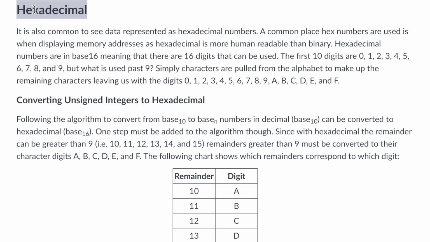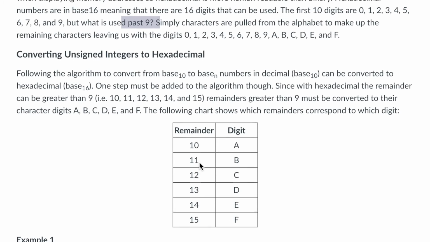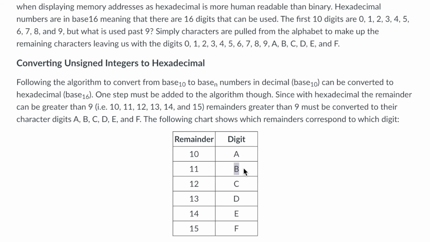So what is a hexadecimal number? Well, a hexadecimal number is simply a number in base 16. So it has 16 digits that we can work with. We have the digits 0 through 9, just like base 10 does. But what happens past 9? Simply, past 9, we are going to start using characters from the alphabet. So if we wanted to represent 10, we would have A, 11 we would have B, 12 is C, 13 is D, 14 is E, and 15 is F.